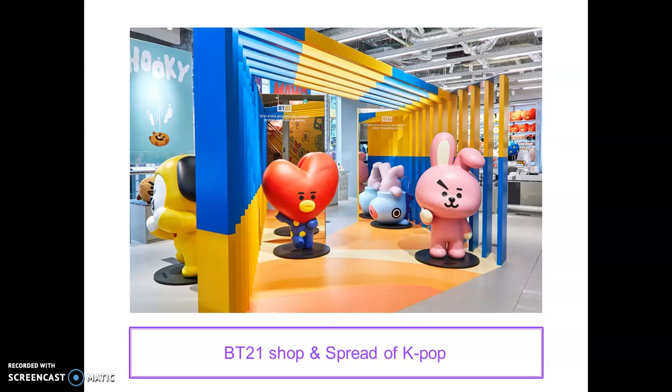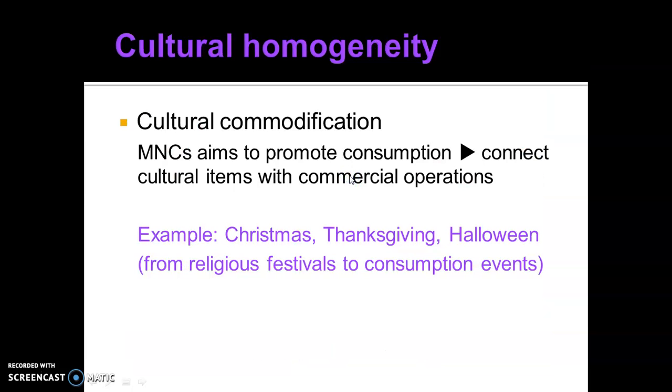Okay, and then because they want to share about their values, their ideas, so the BTS they actually start up some stores, and then these stores become the BT21, and then it starts in various places in Asia. Okay, this actually helps the spread of the K-pop cultures and the related products. Okay, so cultural exchanges. And then let's look at some of the more difficult concepts.